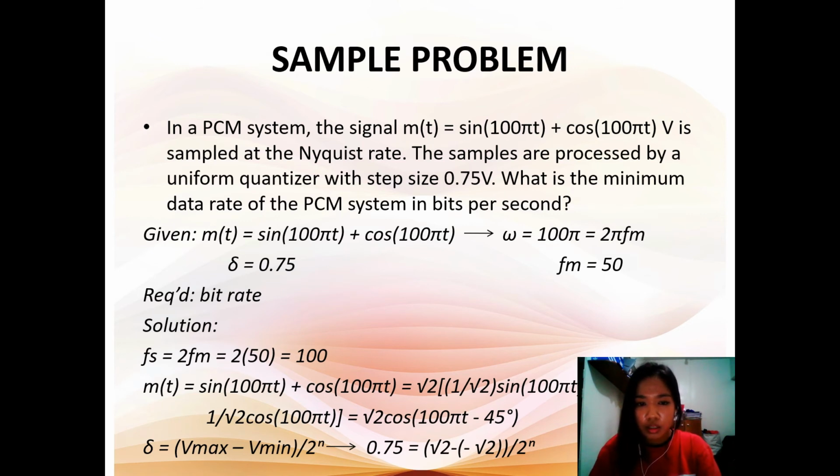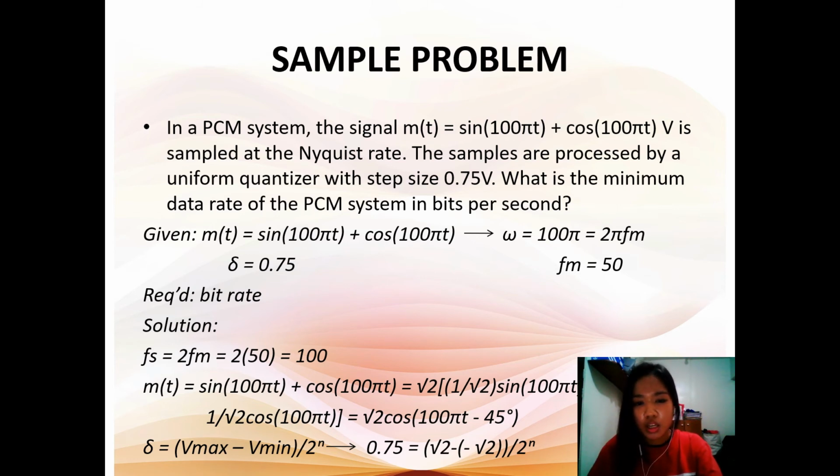And since we need n in order to solve for bit rate, because it is n times fs, we have to find out the maximum voltage and the minimum voltage for this problem. And in order to do that, we have to convert the analog signal to a standard signal. So by using approximation, we solve for it, and we get square root of 2 cosine 100 pi t minus 45 degrees.